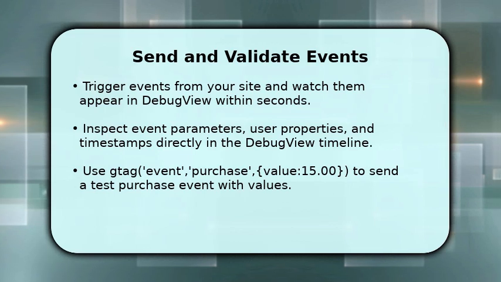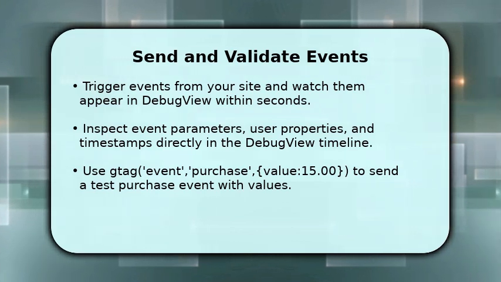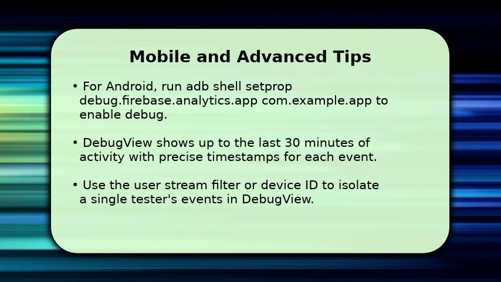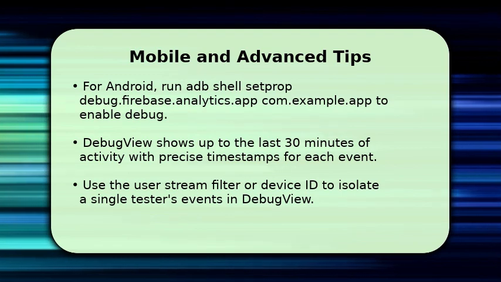For Android, run an adb shell setprop debug.firebase.analytics.app com.example.app to enable Firebase debug analytics. For iOS, use the equivalent debug flag from your SDK documentation.